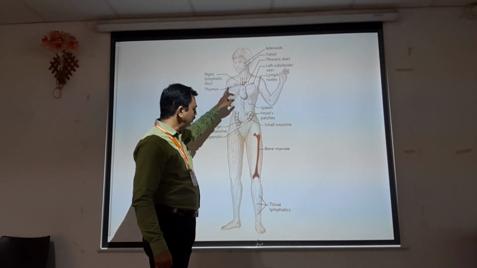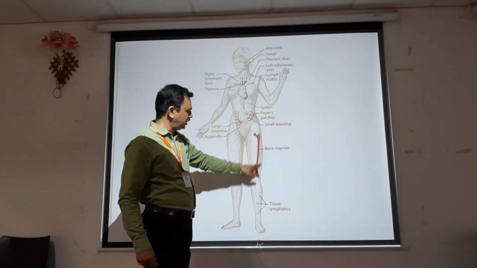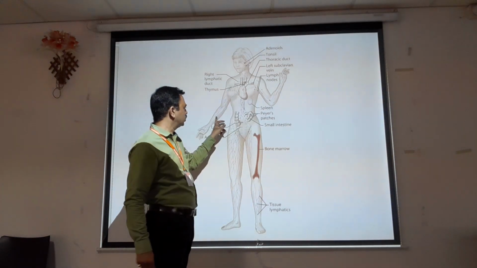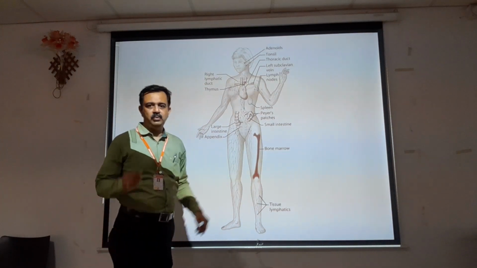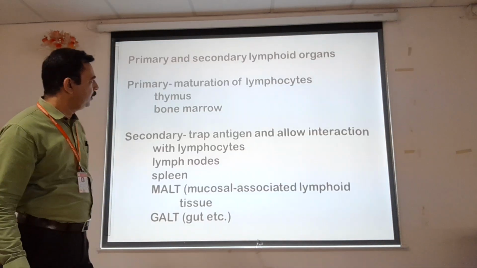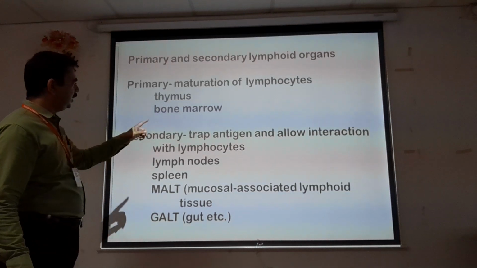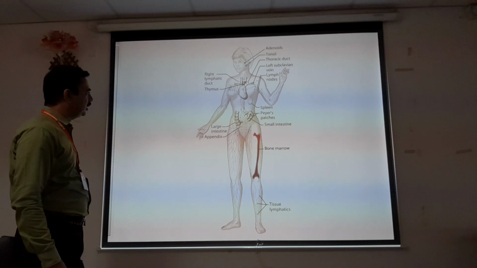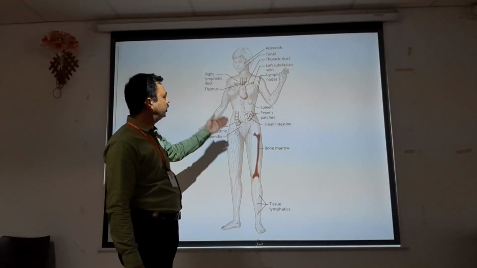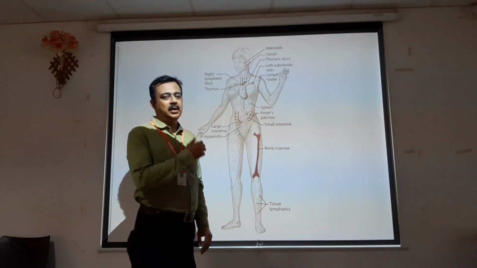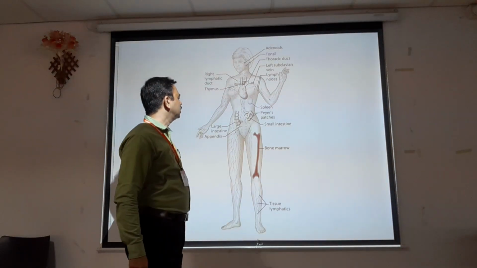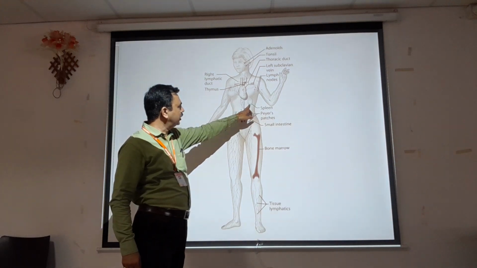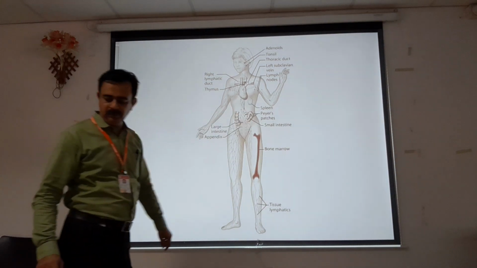And the bone marrow you can easily see. This is the bone marrow. The bone marrow may be anywhere here inside the shoulder or so and so forth. This is the representation where the bone marrow actually is. Secondary: trap antigen, allow interaction with lymphocytes, lymphoid organs and spleen. So what are the lymphoid organs? Different lymphoid organs are also present. Lymph nodes are present over here inside the lower shoulder, and spleen is present just below the heart. Okay. So this will be the position of the secondary lymphoid organs.